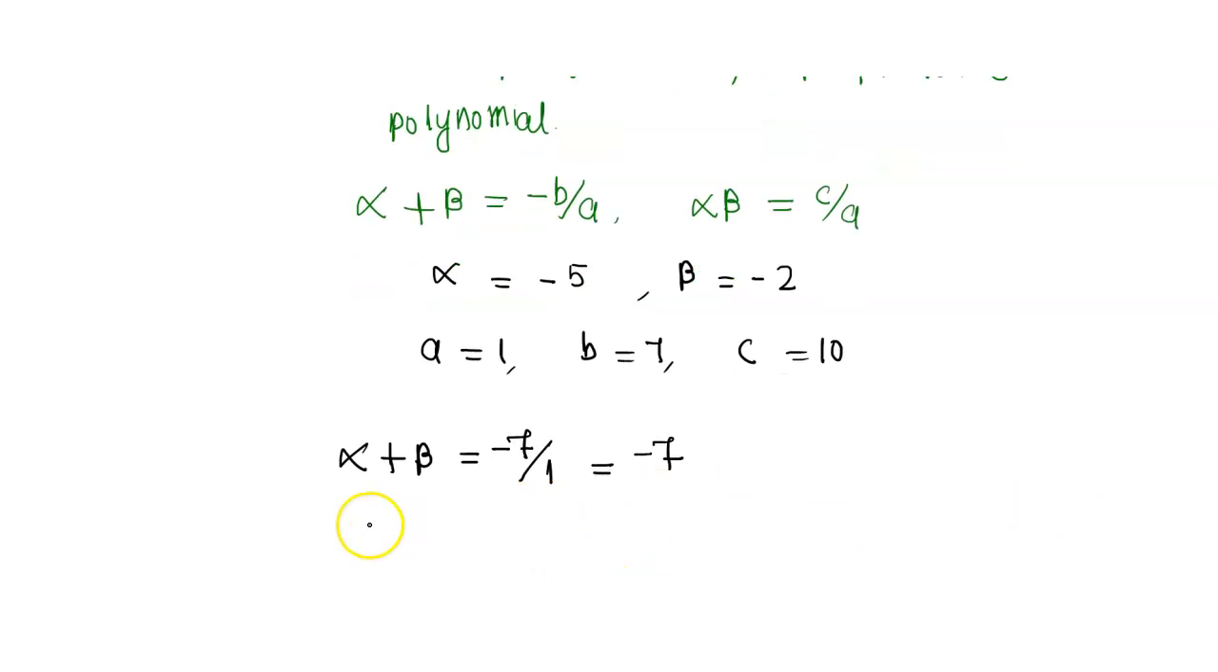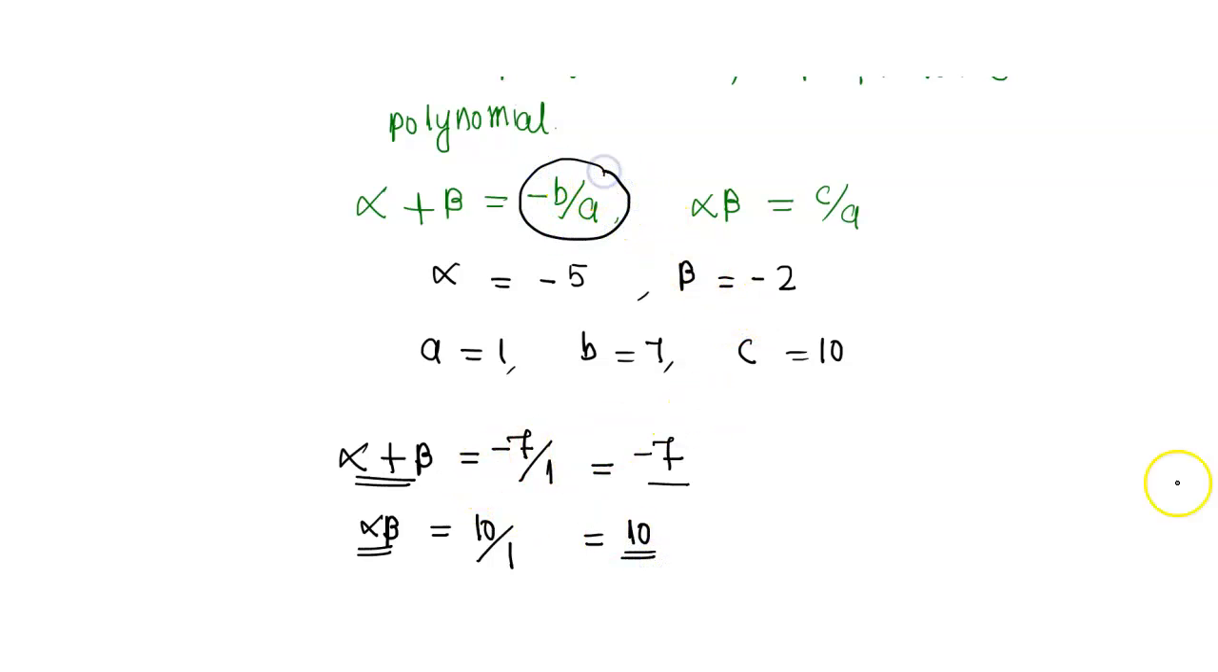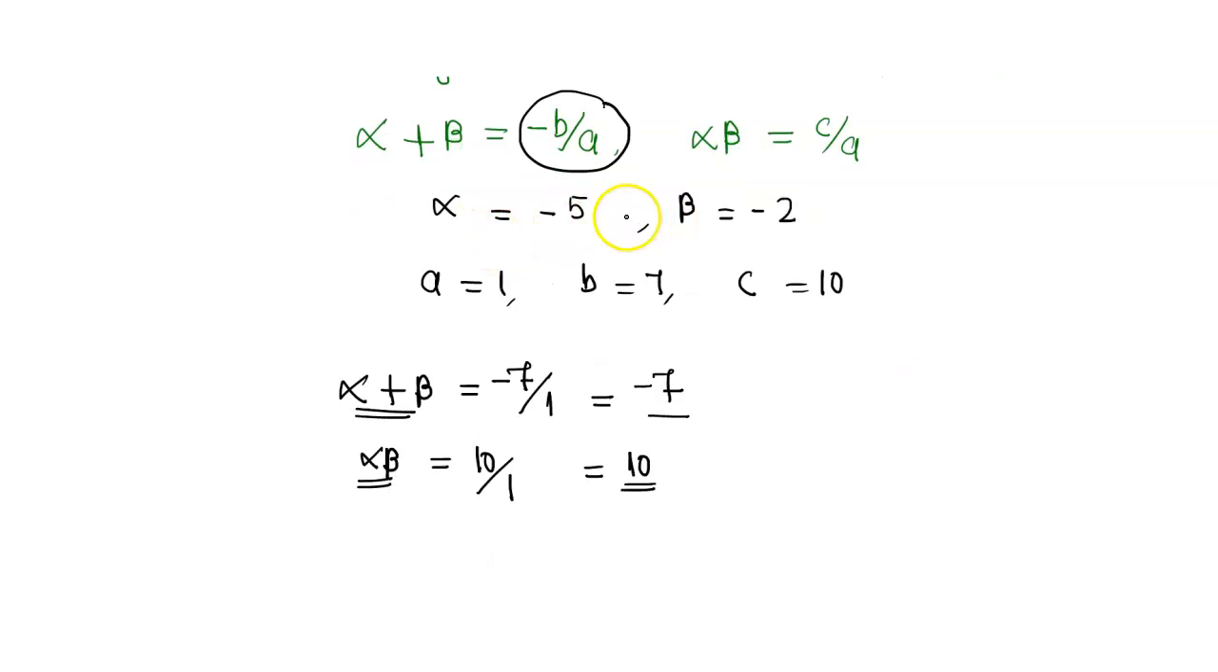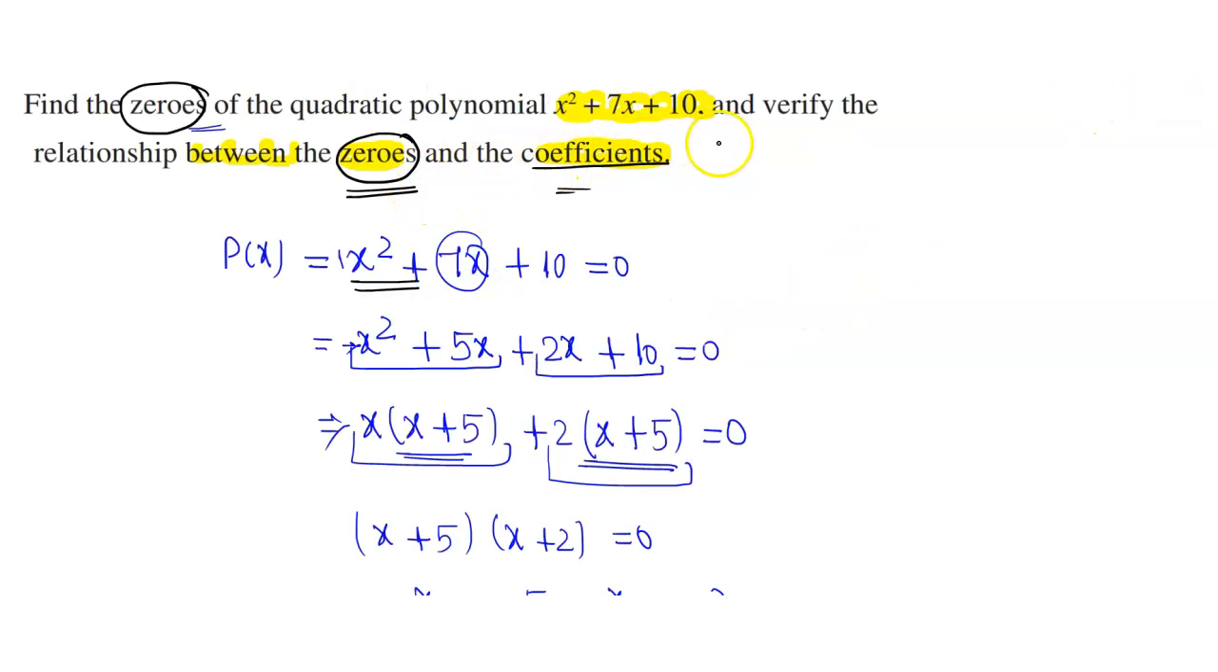Similarly, alpha into beta equals c by a. c is plus 10, divided by a which is 1, so this equals plus 10. This is the relation between the zeros of the quadratic polynomial and its coefficients. These are the basic relations from the standard form. We can also see that the equation is satisfied: alpha plus beta is minus 7, and alpha into beta is plus 10. This is the relation between the zeros and the coefficients of the polynomial.